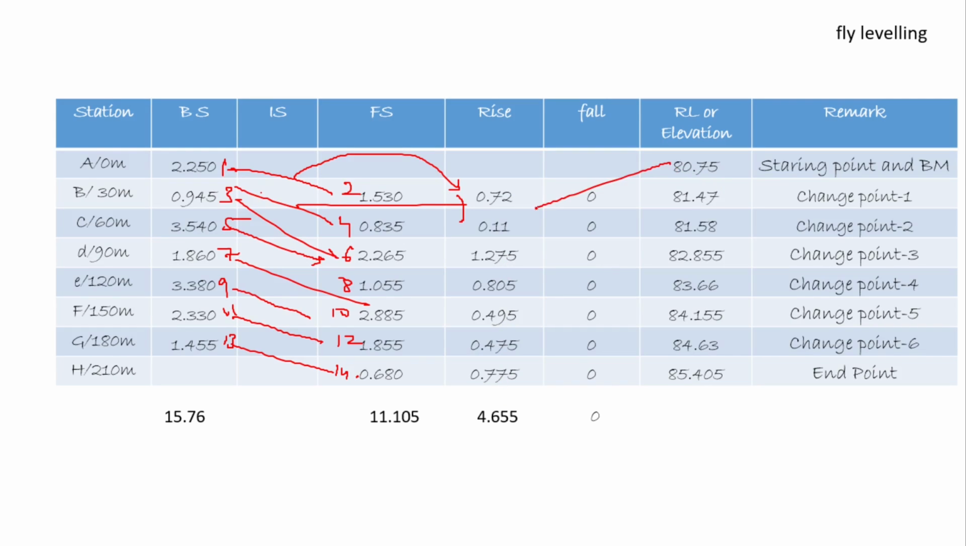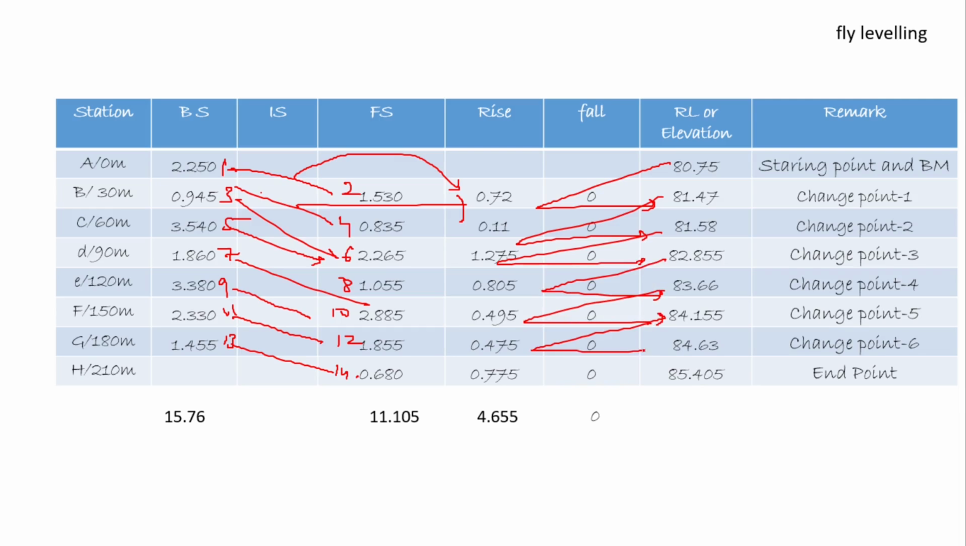Now we have to add this, the addition of this, addition of this, addition of this, addition of this. So these are your solution and these are the summations.